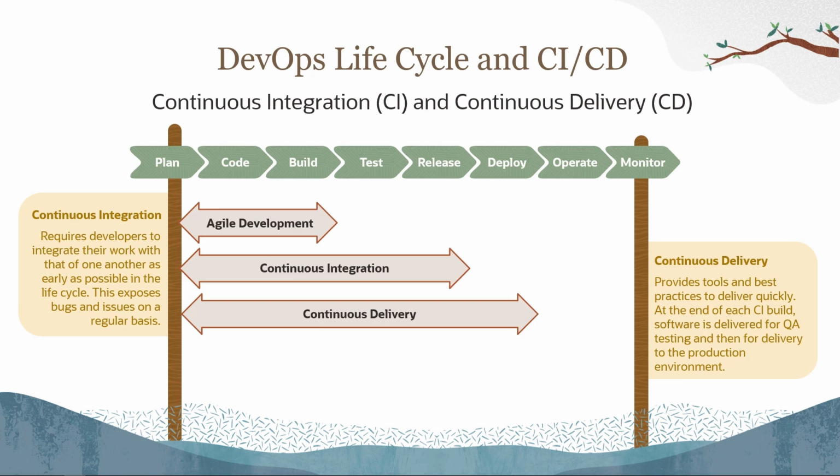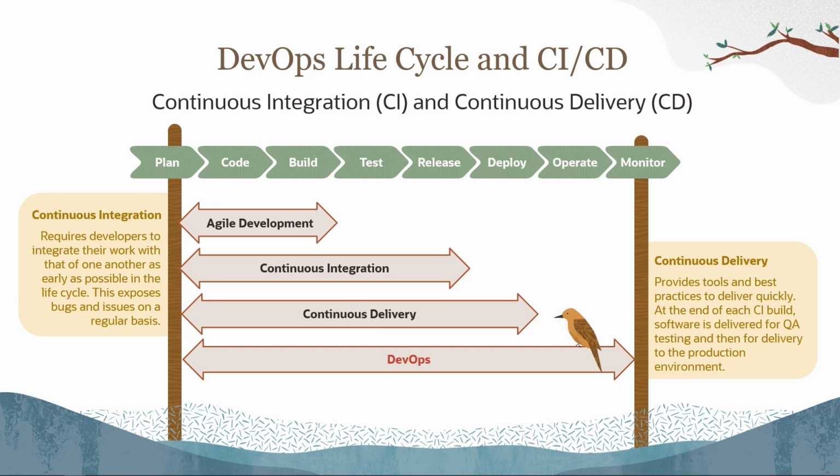But what about continuous operation and monitoring? This is where DevOps comes into the picture. DevOps is to give an end-to-end business solution for faster delivery of products to the market. DevOps is all about taking software which is ready for release and deploying it in a reliable and secure manner.